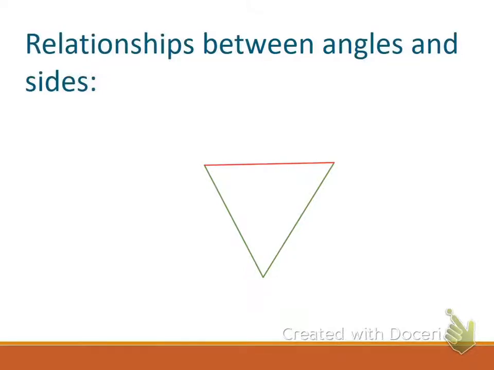So I got a triangle there. The green sides are making one angle, and that red side is the opposite side from the angle that the green sides are making, right? So this red side is opposite this angle, right? Now, let me ask you something.